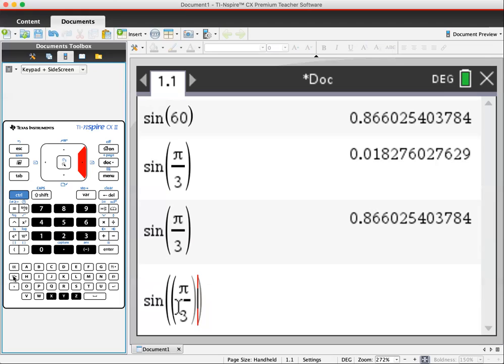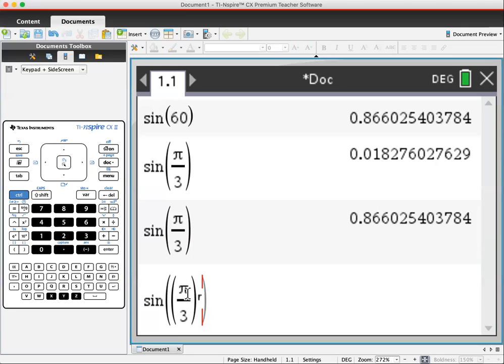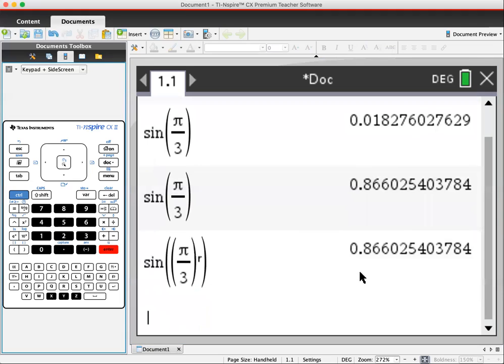Then I'm going to click on the pi key. When I do that, I see this little template. In the second row, there are different ways to measure angles. So I have degrees, and R stands for radians, and I'm going to click on that. Now the calculator will think that pi over 3 is in radians, and if we hit enter, we'll get the correct value, the same as if we were in radian mode.